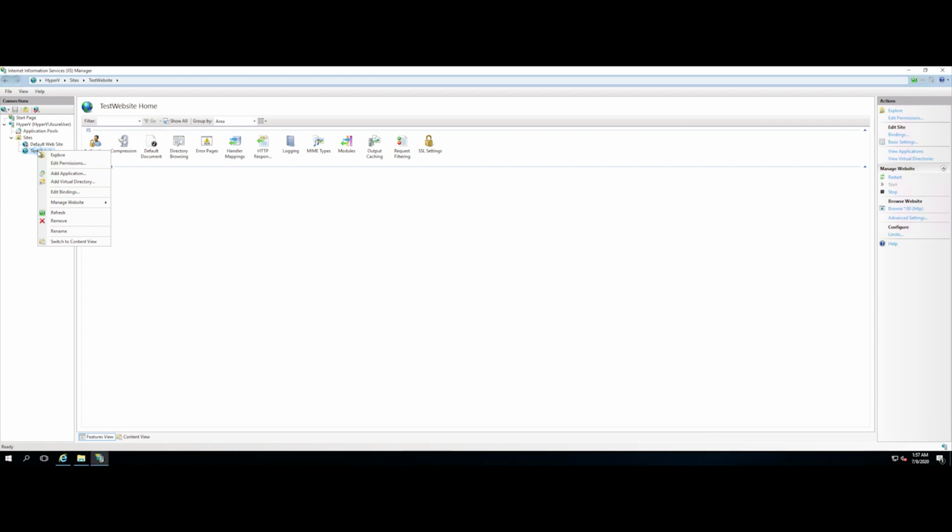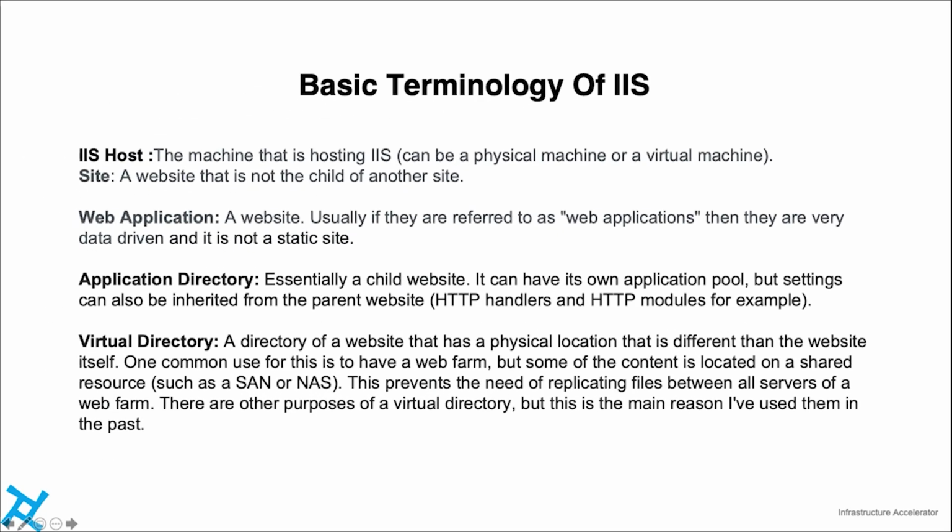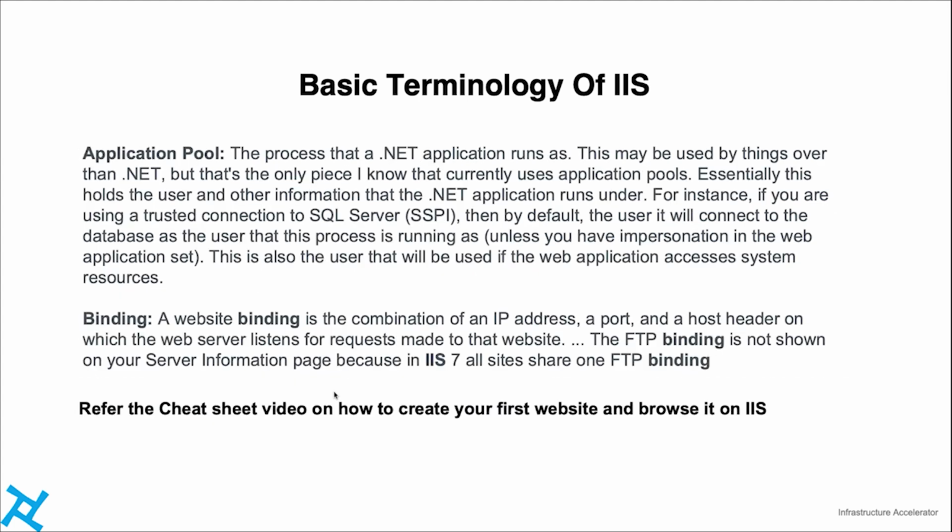And all these details are like you can add an application underneath it or add a virtual directory underneath a website. So all these options are available, but they involve deep learning of IIS, which is not the target of this course. Virtual directory: a directory of a website that has a physical location that is different than the website itself. One common name. These are all IIS terminologies. You may want to get into them if you are specifically trying to work on IIS for a project.